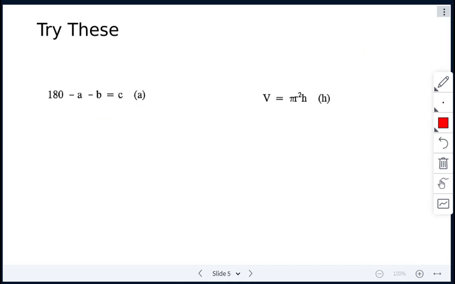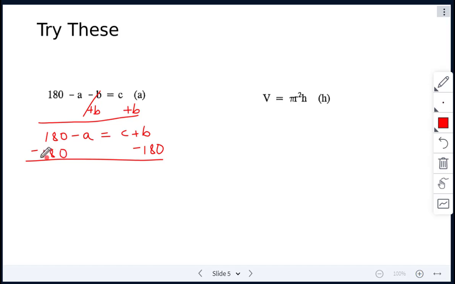So I'm just going to show the same question if you left a on the left side. So let's start by adding the b to both sides. That will get rid of that. So we have 180 minus a is equal to c plus b. Next, I would have to subtract the 180 because it's positive 180 minus a. So I'm subtracting 180 on both sides. That's leaving me with negative a is equal to negative 180 plus c plus b.